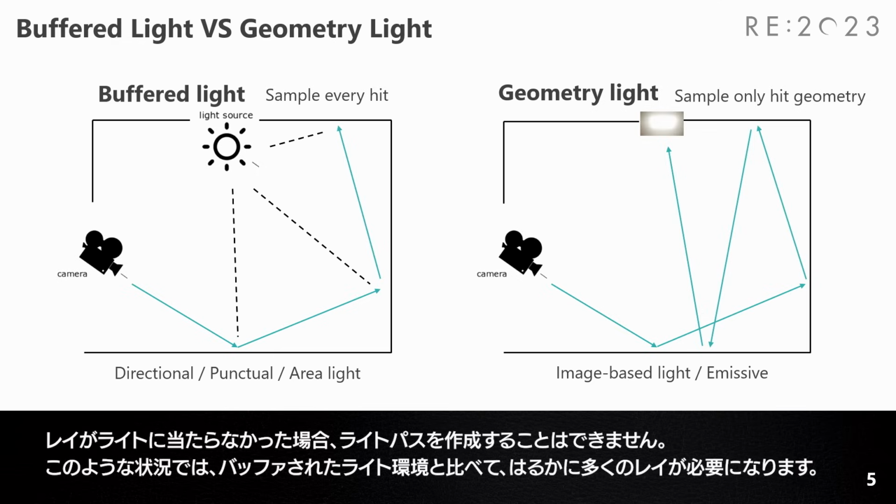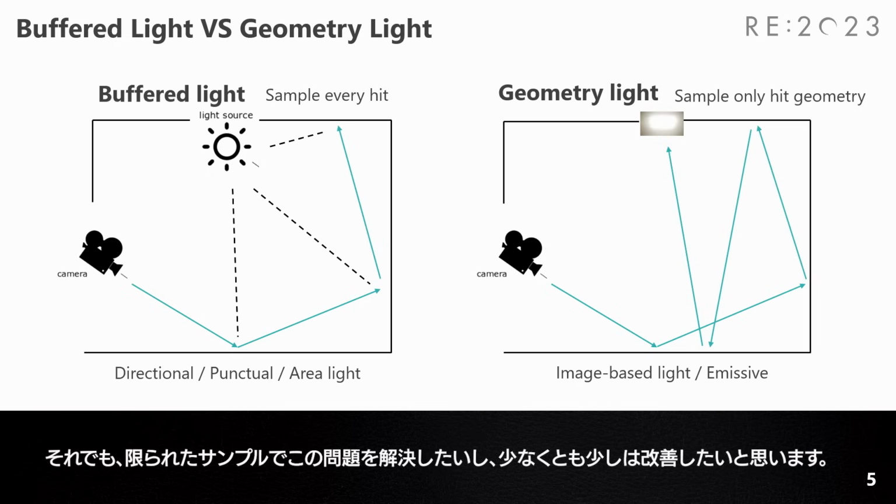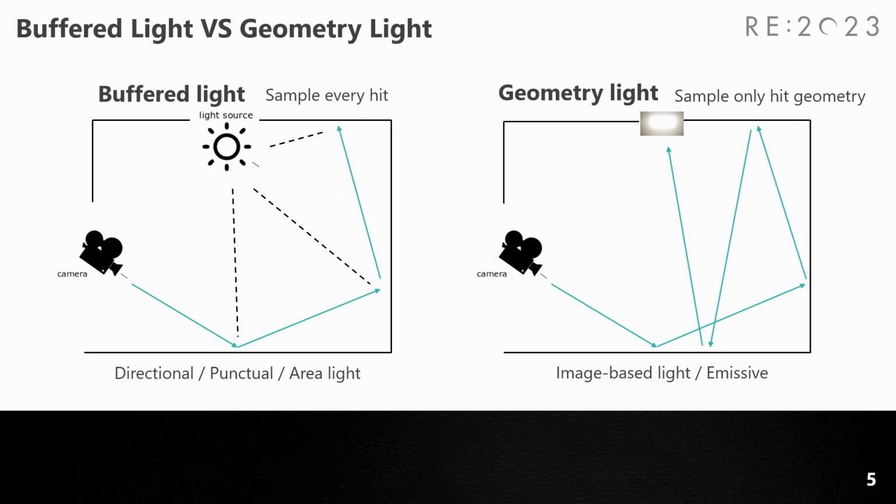If the ray didn't hit the light, we cannot create the light path, which makes this situation need far more rays compared to buffered light environments. Still, I want to solve this problem with limited samples, or at least improve it a little.